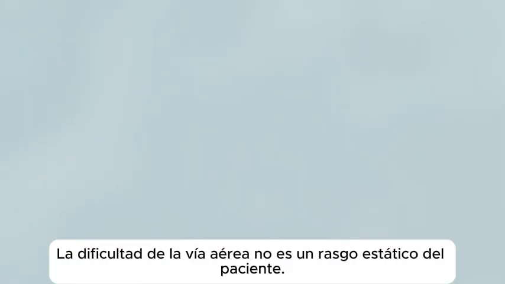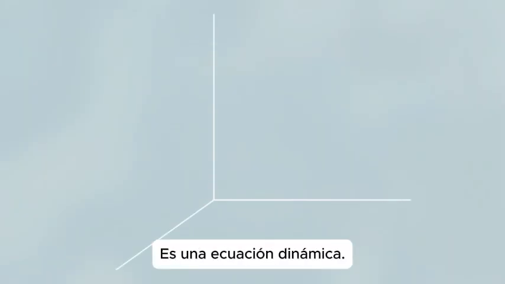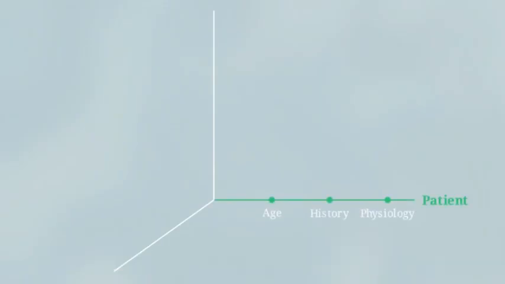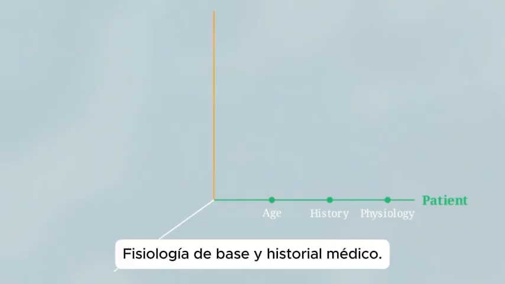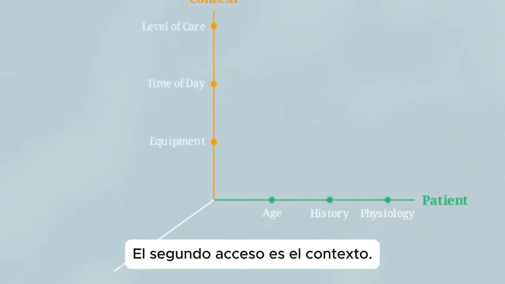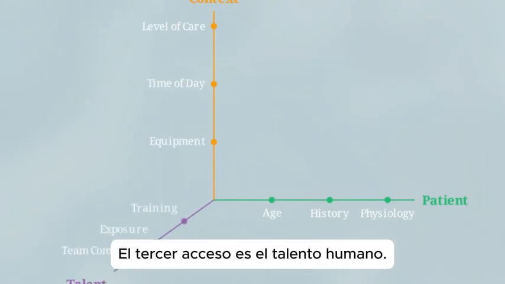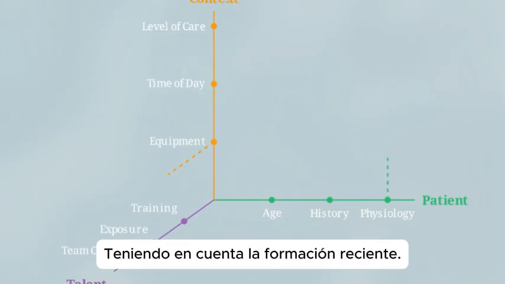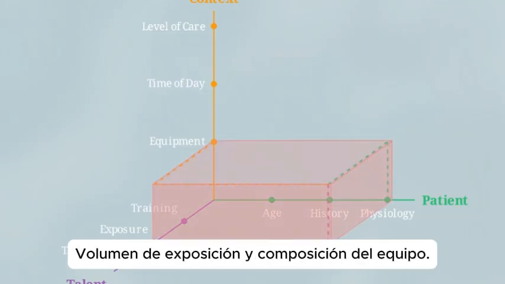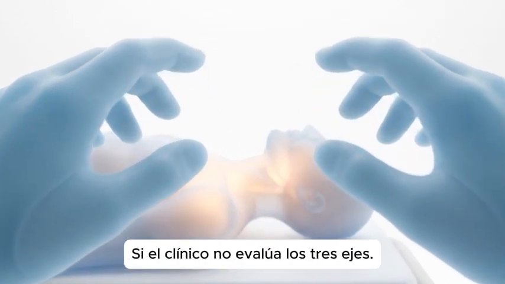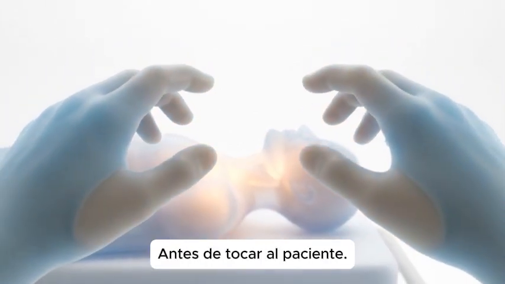Airway difficulty isn't a static trait of the patient. It is a dynamic equation composed of 3 concurrent situational variables. The first axis is the patient. This includes age, baseline physiology, and medical history. The second axis is the context: level of care, available equipment, and time of day. The third axis is human talent, accounting for recent training, exposure volume, and team composition. A routine procedure can become deadly if the clinician fails to evaluate all 3 axes before they ever touch the patient.